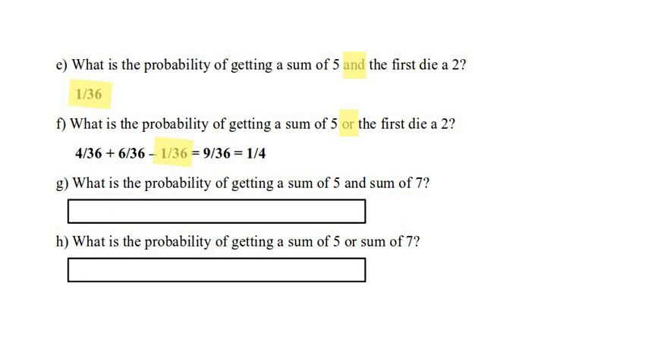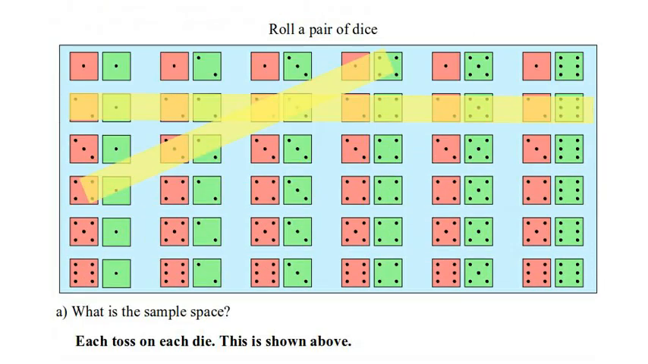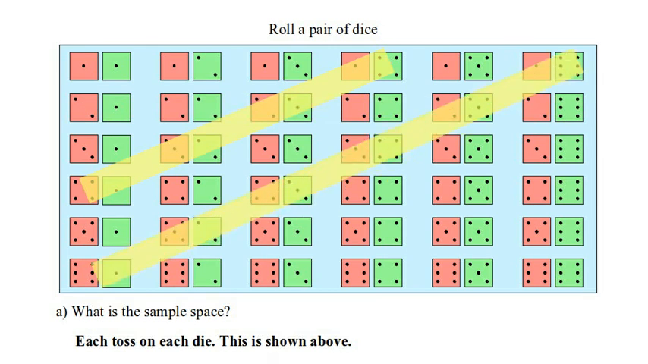The next question asks us, what is the probability of getting a sum of 5 and a sum of 7? So let's quickly go back and look at why that's not true. If you already know the answer, good for you. Let's go back and take a look at the table. So a sum of 5, well, we've got that shown. Now let's highlight a sum of 7, and those are all the possible ways that we can get a sum of 7.